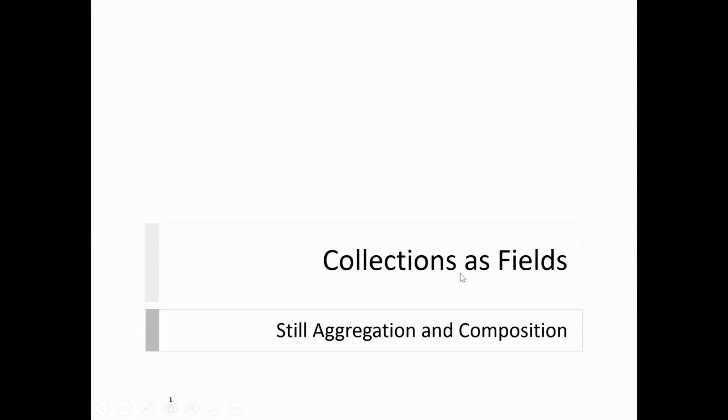Okay, so what happens when you have a collection as a field? Now I have a list or an array or a set or a map, or some other collection. Inside that collection, there are reference types. Now you have to decide, when you implement a composition, whether you own the things that are inside the list, inside the other collection.